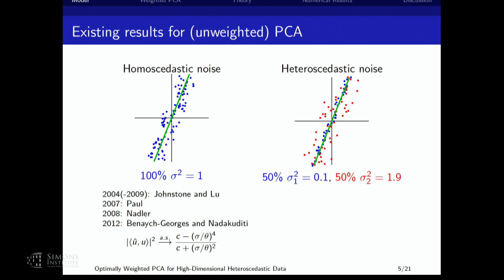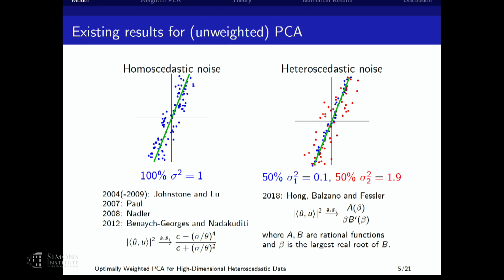Okay, and then in our previous work, we studied this same unweighted PCA problem, but with heteroscedastic data, and we got a similar guarantee. It's, again, a quotient of two functions, and we'll show later more explicitly what these functions look like. And this ratio, in a similar way, would go to 1 without noise, but is something less than 1 otherwise.